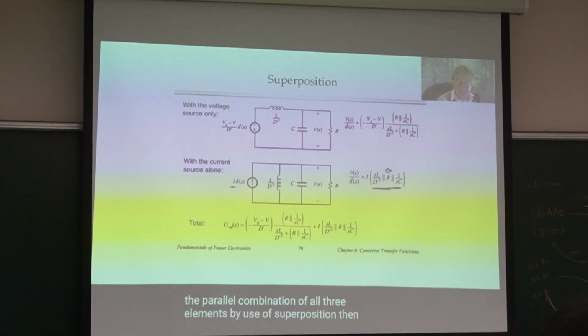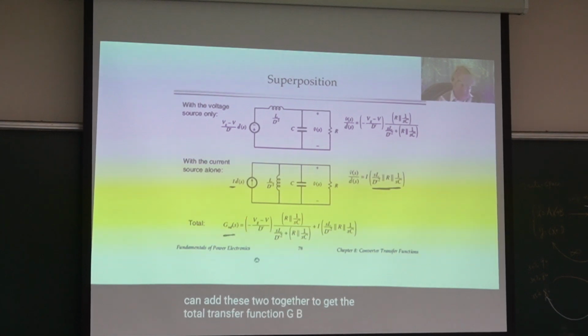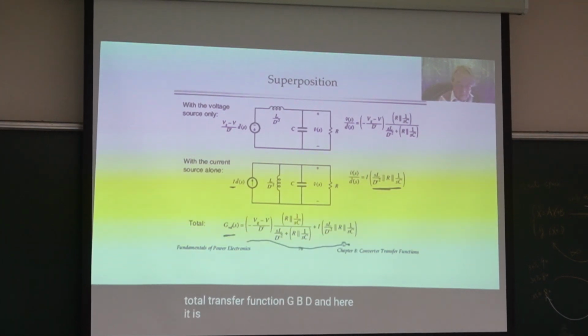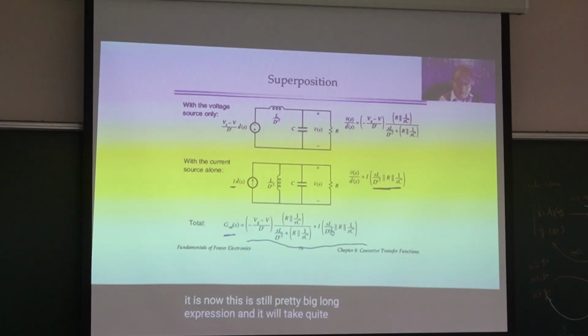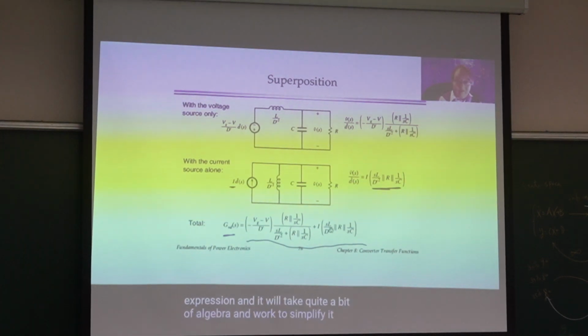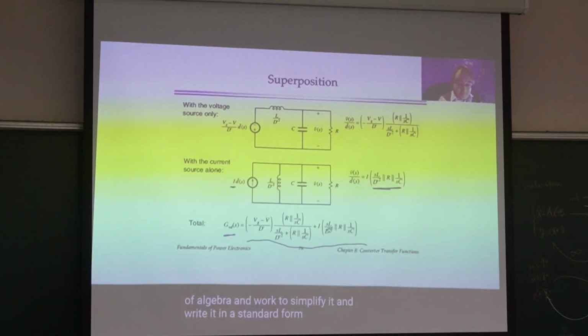By use of superposition, we can add these two together, and finally obtain the transfer function GVD, the relationship between the output ripple and the input duty cycle ripple. There it is. Still a pretty big, long expression, and it will take quite a bit of algebra and work to simplify it and write it in the standard form.